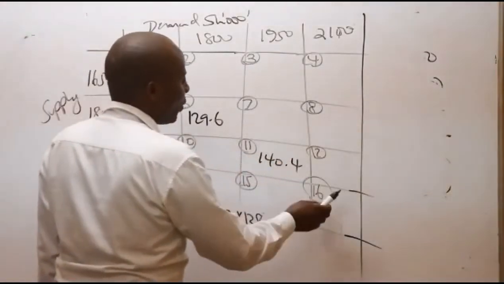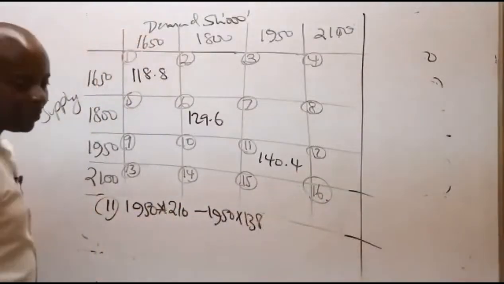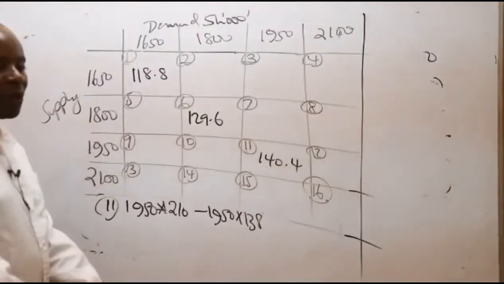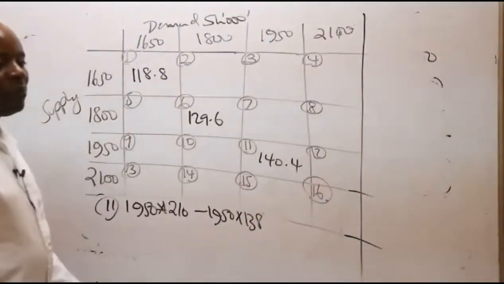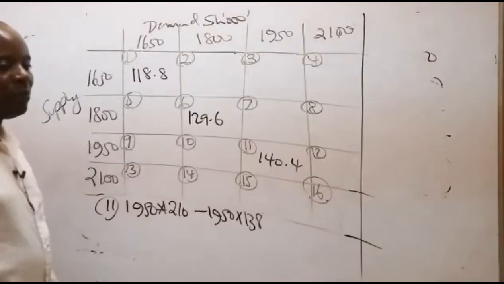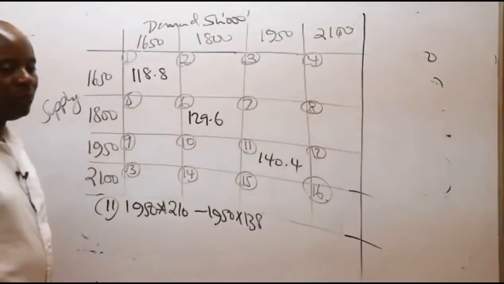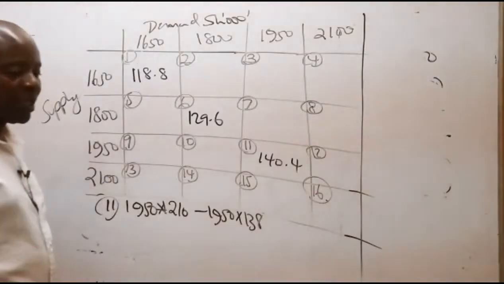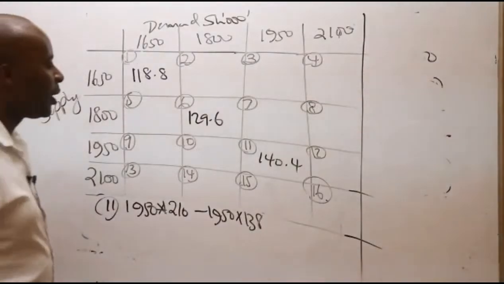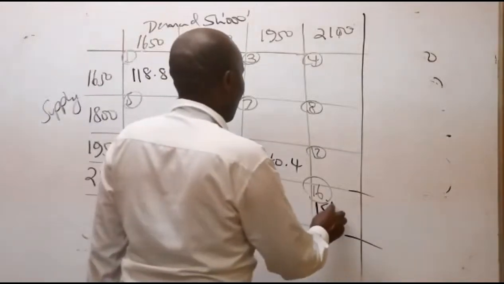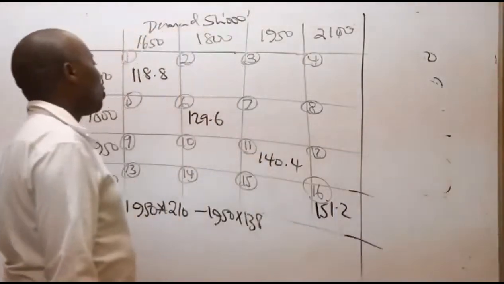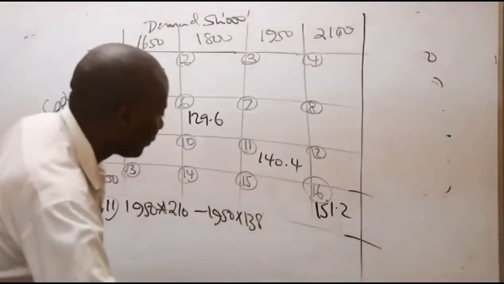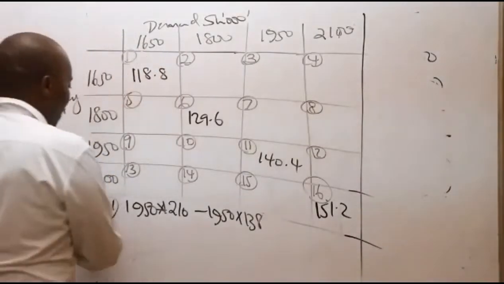So then is there somebody who has an answer for cell 16? Perfect match. Cell 16. Is there anybody who has an answer for that? 151.2. Thank you very much. So could we then kindly go to cell number 2? What is happening in cell number 2?